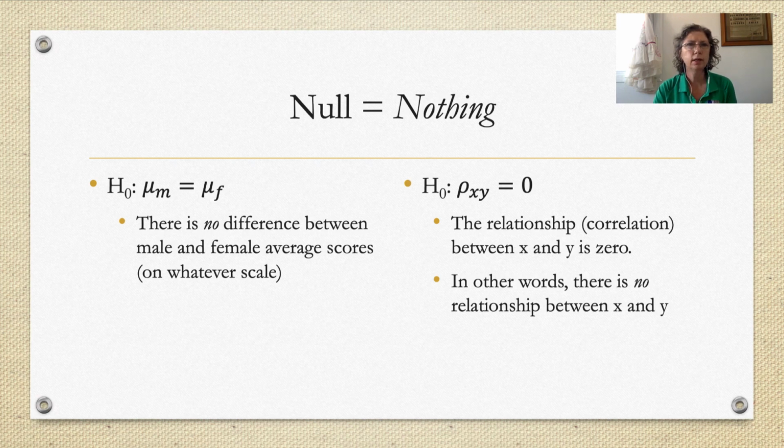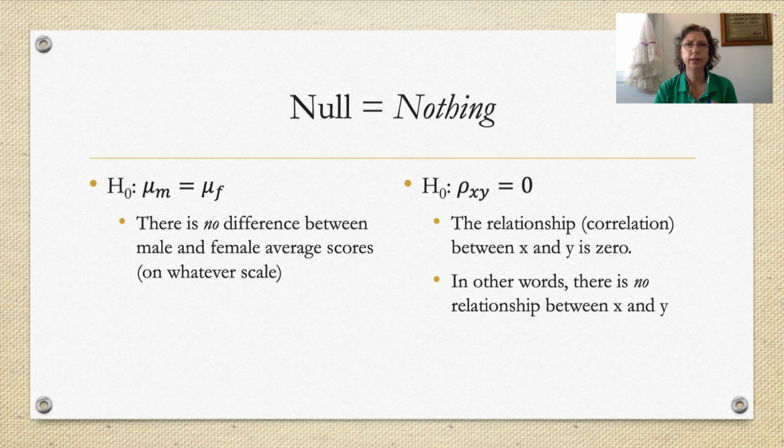What I want you to keep in mind with the null hypothesis is that null means nothing. It means there's no difference, there's no relationship, nothing. So when we're talking about differences between groups, we're saying there's no difference between these two groups. When we're talking about a relationship between variables, the correlation, we're saying there's no relationship between those two variables. So keep in mind, null means nothing.